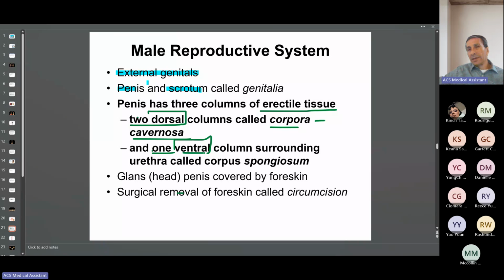So when the male's penis becomes erect, this corpora cavernosa fills in with blood. All these columns are kind of empty when the penis is flaccid. As soon as the penis becomes erect, it's because blood fills in this. That's what is called erectile tissue, because it makes the penis become erect, hard, if you will.